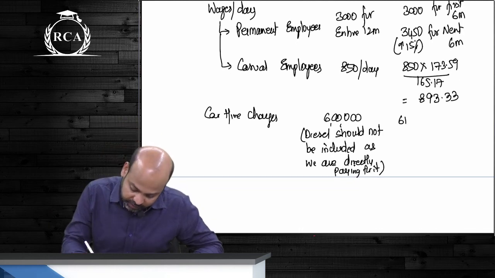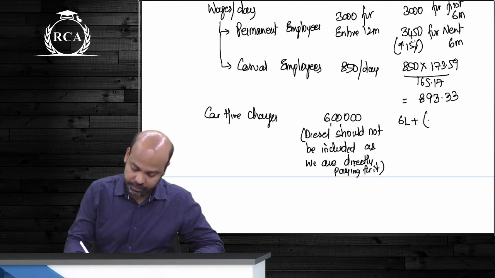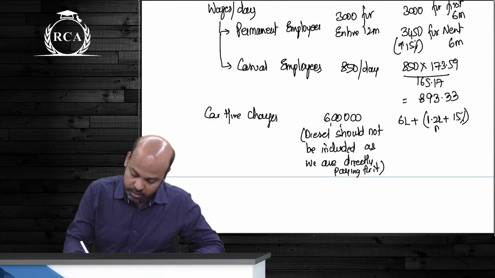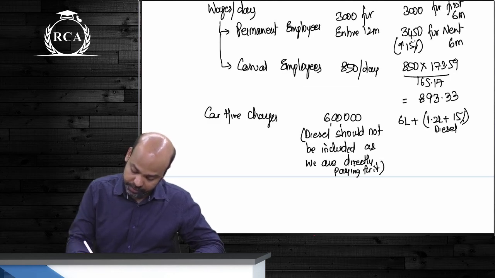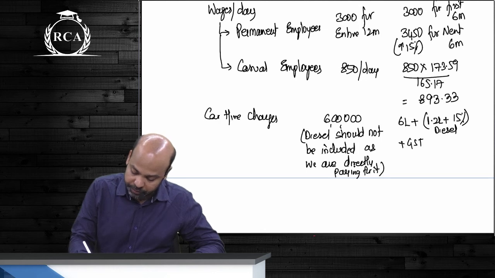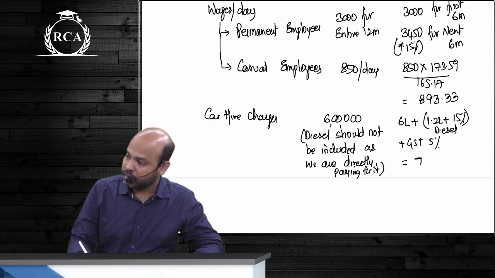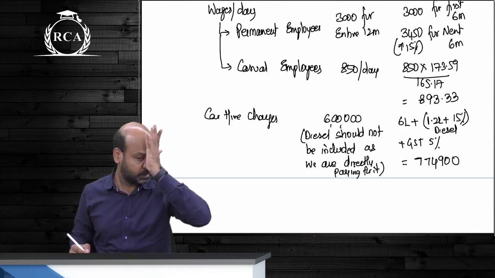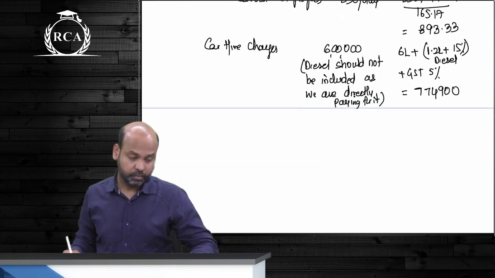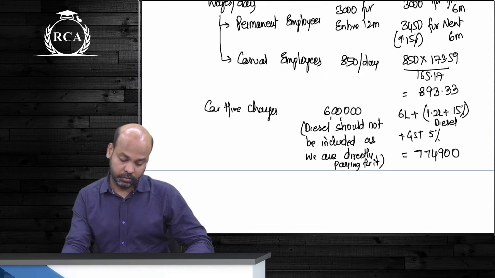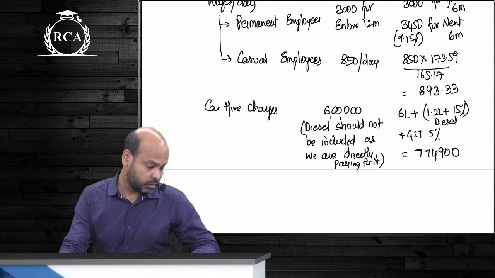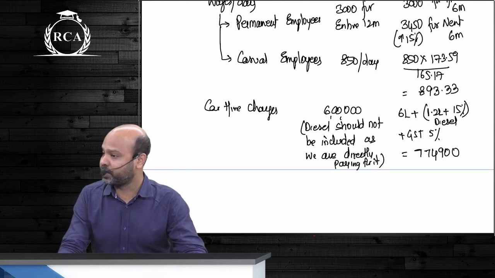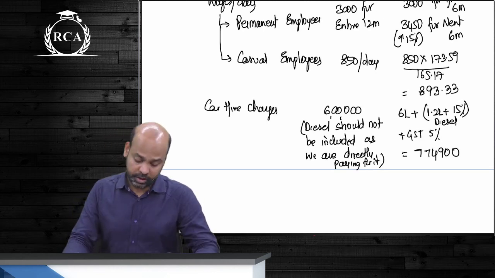यहाँ पे क्या होता है बेटा, 6 lakhs प्लस डीजल कितना है बेटा? 1,20,000 प्लस दिस इज डीजल रीइंबर्समेंट प्लस जीएसटी, ऑल पुट टुगेदर कितना हो गया था? 774,900. This is car hire charges. Did you write this? So we are basically done with the first 4 bits guys. We have to just present profitability.